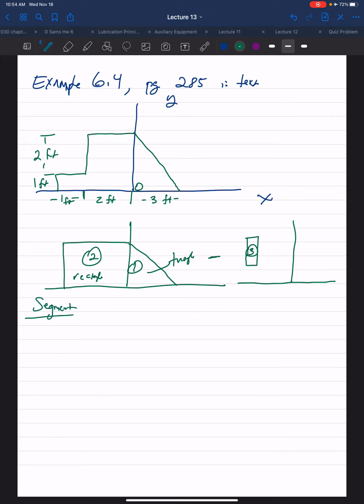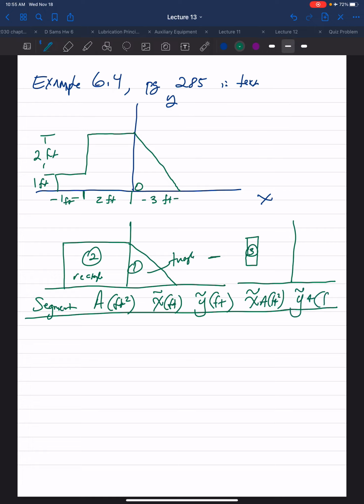So we'll do a table. We have segment, area, units of feet squared, X wavy bar. This is in 2D space, two-dimensional space, so we just have coordinates X and Y. Y wavy bar. And then our X wavy bar times area, which is in units of feet cubed, and Y wavy bar times area, which is in feet cubed as well. So we have 3 segments, we said, that will make up the composite body.